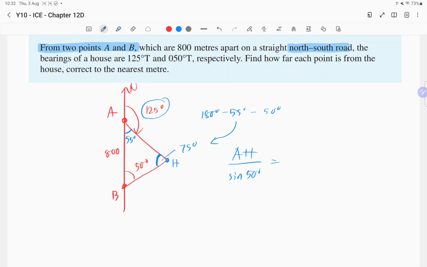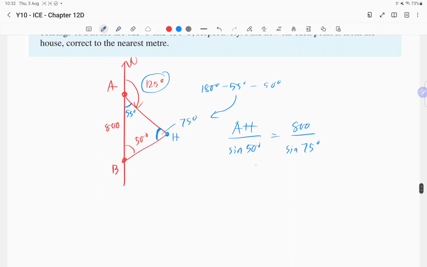Right, then that would be the same as the side that we know, which is 800 over the opposite angle, which is sine of the opposite angle, which is 75 degrees. Punch that into the calculator, you get the answer for AH. We want it correct to the nearest meter, so 634.45 to the nearest meter would be 634 meters.